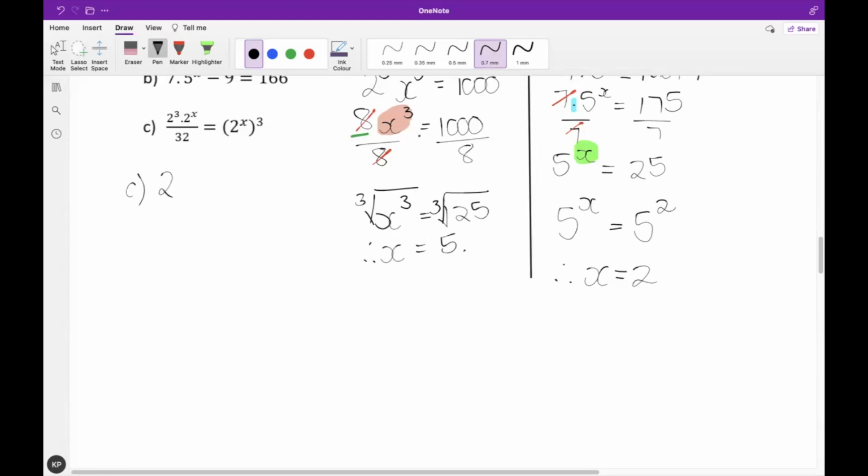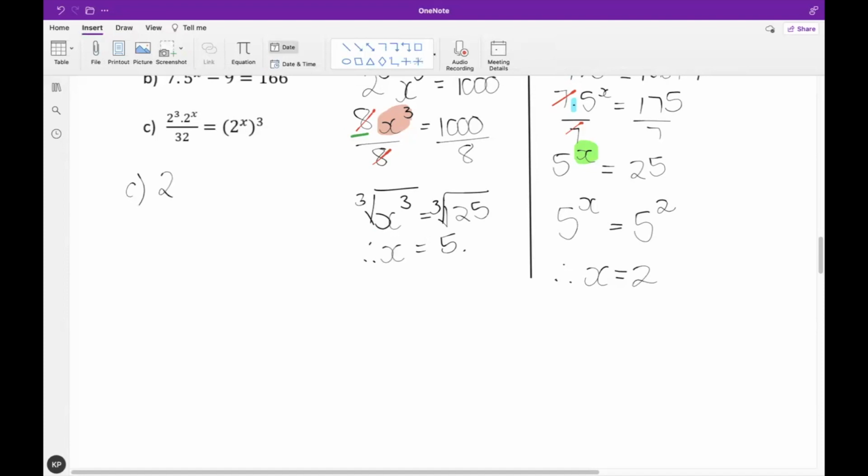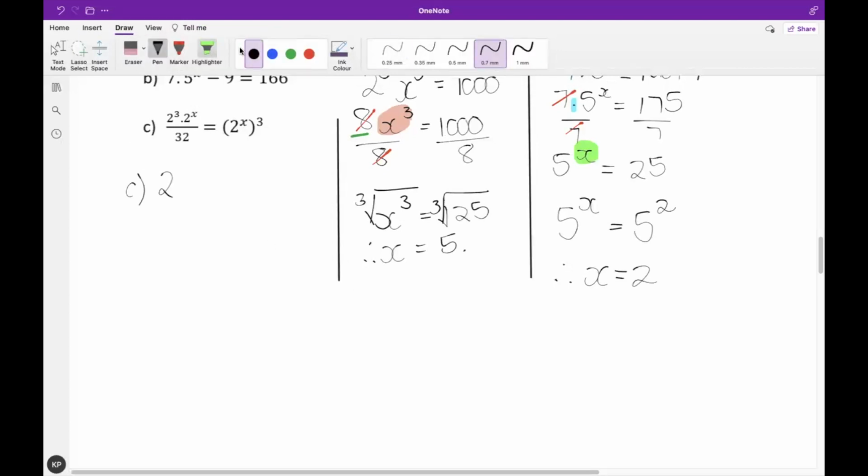I promise. Okay. I'm going to put a division here so that these numbers don't overlap and look like one question. There we go. So I have 2 cubed times 2 to the power of x, over 32, is equal to 2 to the power of x, to the power of 3. Now, what is your big clue here? I have a bunch of 2's here. So what do you think must happen? I have a 2, another 2, another 2. So what do you think we can do with my 32 at the bottom?